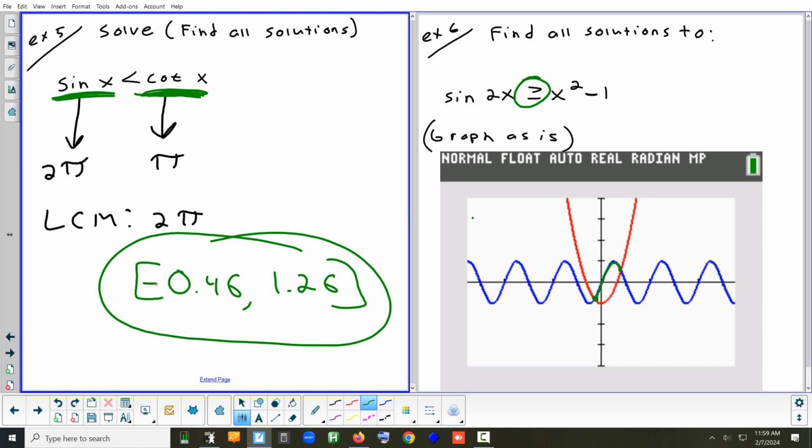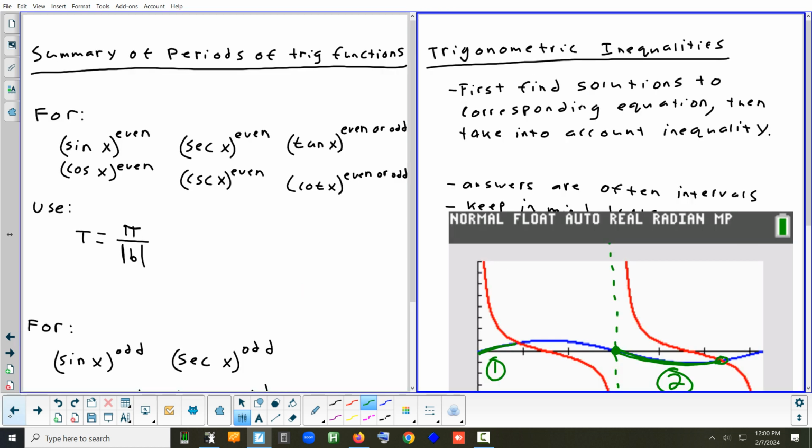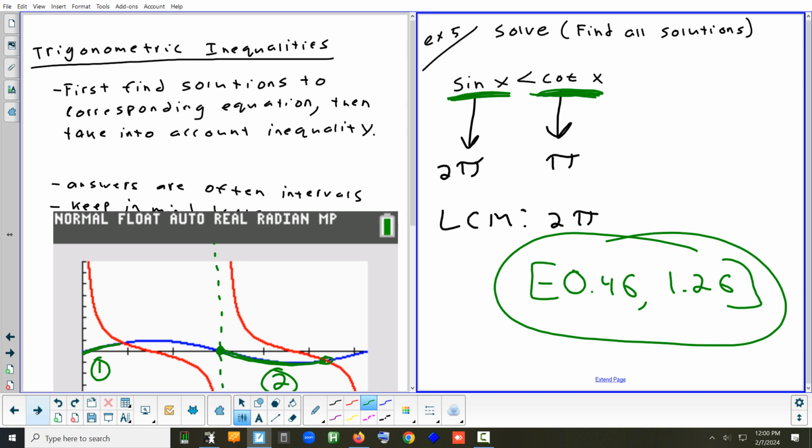For example 5? That's example 6. I just put the answer over here because I want to show the graph and I ran out of space. Got it. Did we write the answer to example 5? I thought I did. I think you did. Oh, did I do it on a different page? Okay. All right.